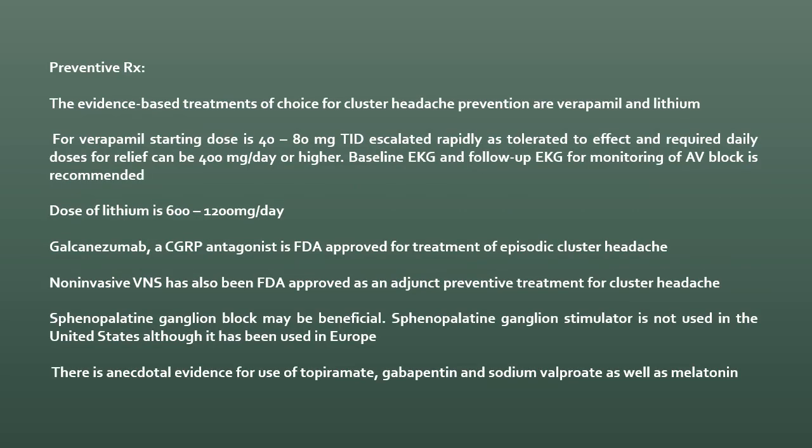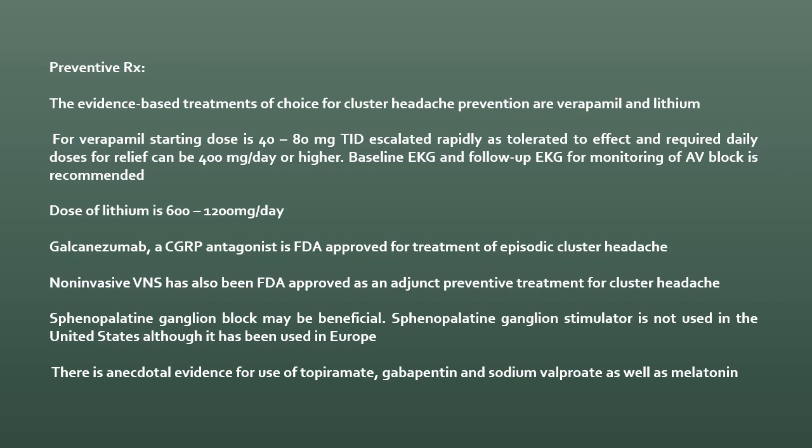Evidence-based treatments of choice for cluster headache prevention are verapamil and lithium. For verapamil, starting dose is 40 to 80 milligrams TID, escalated rapidly as tolerated to effect, and required daily doses for relief can be 400 milligrams per day or higher. Baseline EKG and follow-up EKG for monitoring of AV block is recommended. Dose of lithium is 600 to 1200 milligrams per day.